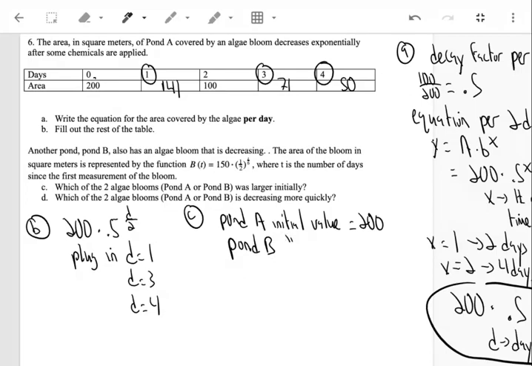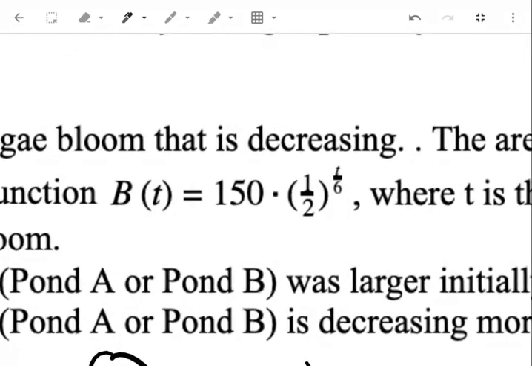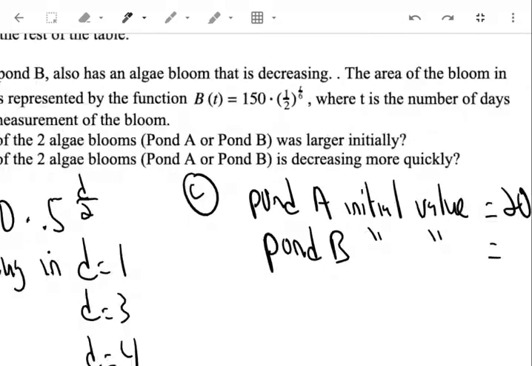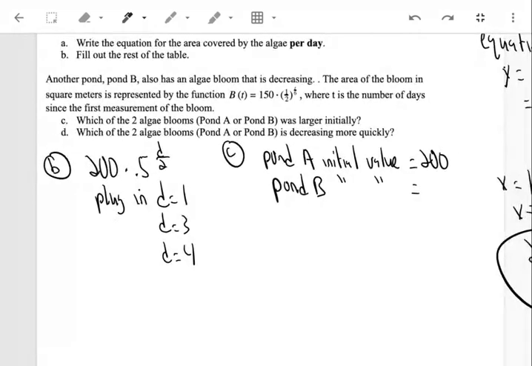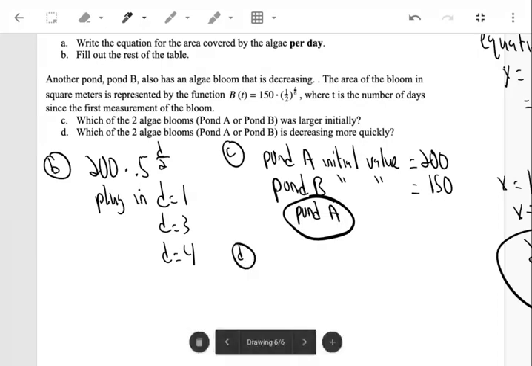For pond B, let's look at the equation. Pond B, it looks like my initial value is 150. So pond A is larger initially. So for D, which of the two algae blooms is decreasing more quickly?